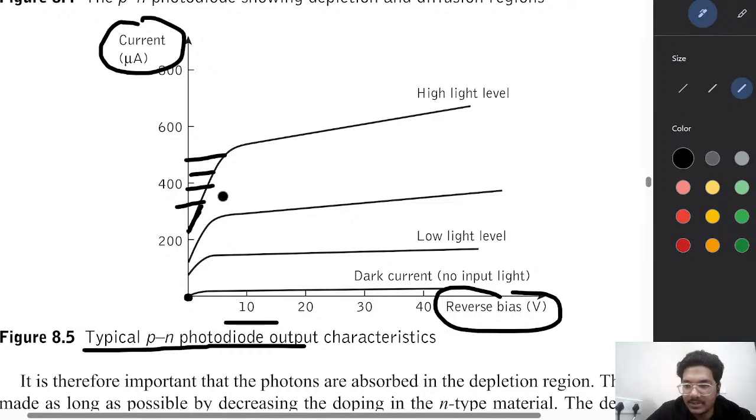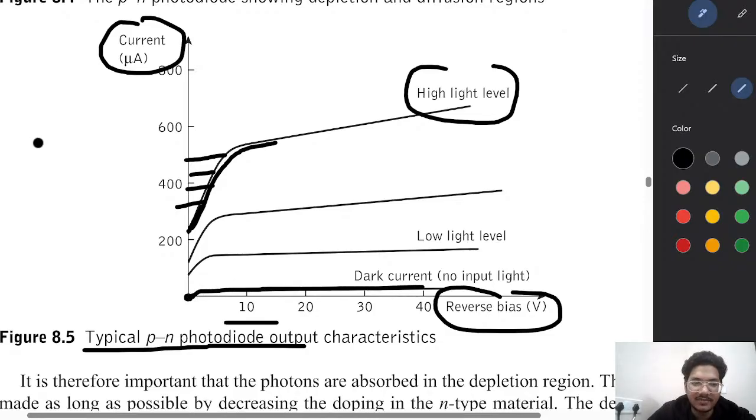The photocurrent is almost independent of the applied voltage. At a high light level, a high current is produced; at a low light level, in the dark region, only a low current is induced. This is the VI characteristic of the PN photodiode.